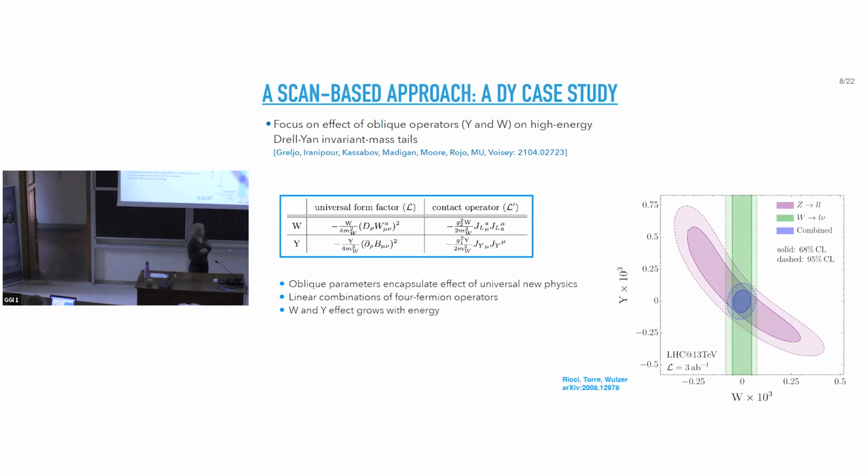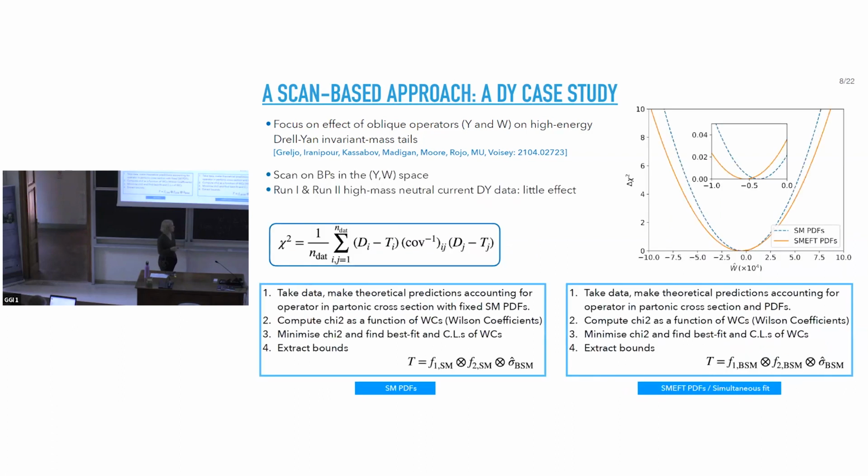They are basically linear combinations of four-fermion operators, and the effect grows with the energy. So the W and the Y are the ones that really affect the high-energy tails of the Drell-Yan invariant mass, okay? So we said, let's just redo this study, but now including the effect of the PDF. So let's see what happens.